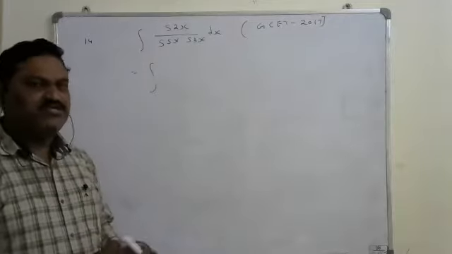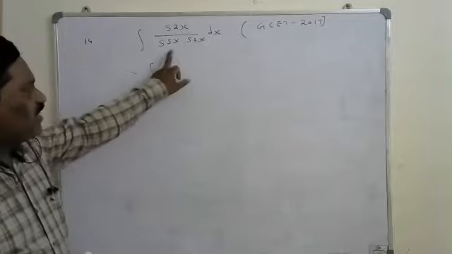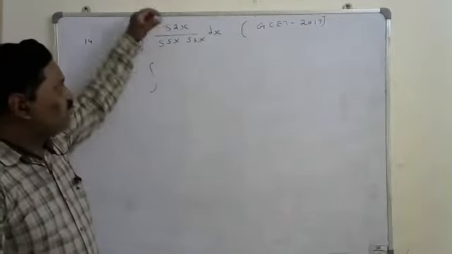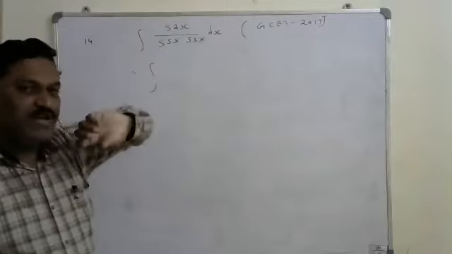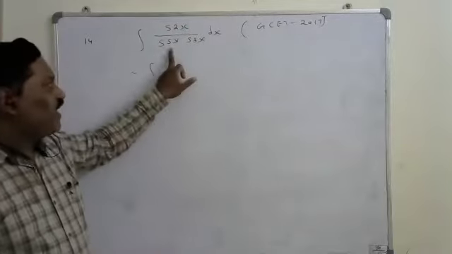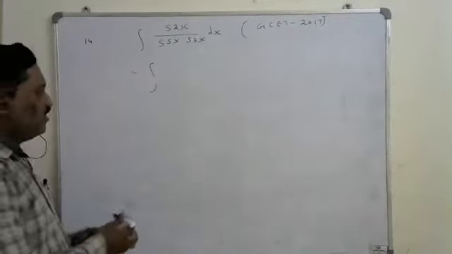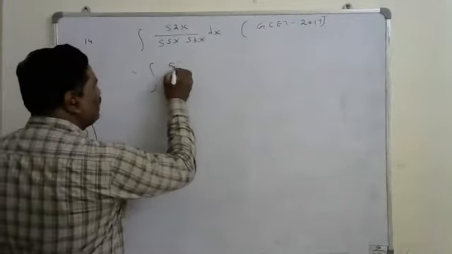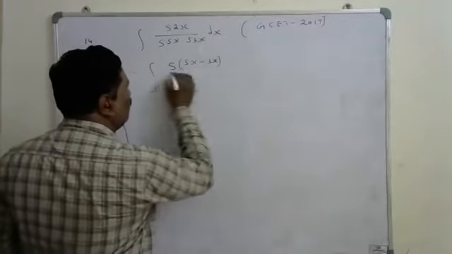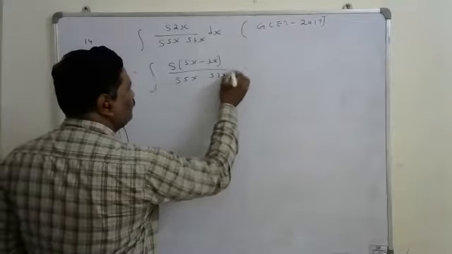To evaluate this, observe the angles in the denominator. There is 5x and 3x, and look at their difference or addition. Sometimes the difference might be in the numerator, sometimes the sum of these angles might be in the numerator. Here it is 5x minus 3x, which is 2x, exactly what is in the numerator. That's why that sin 2x we can write as sin of 5x minus 3x upon sin 5x into sin 3x dx.